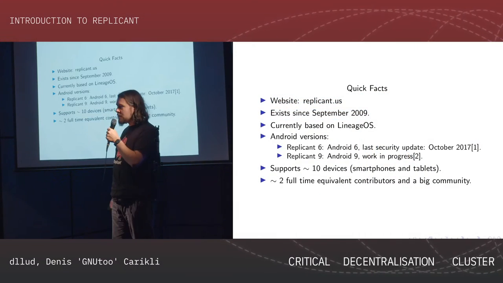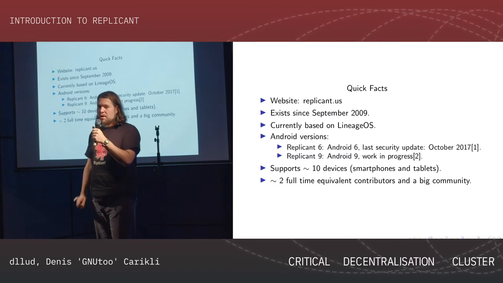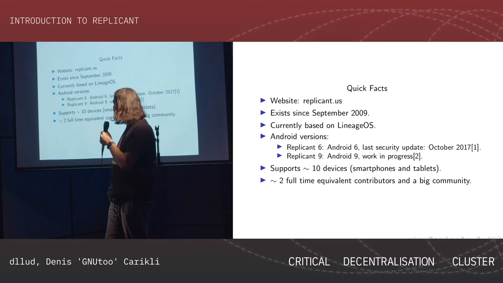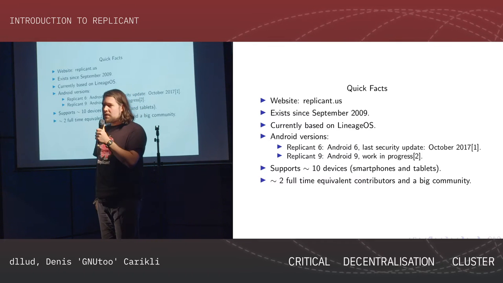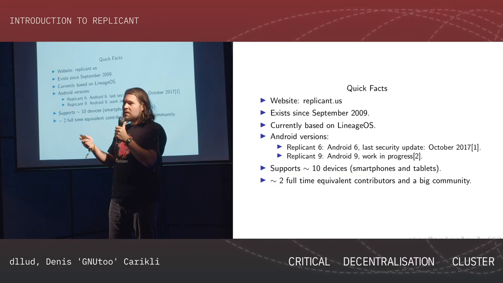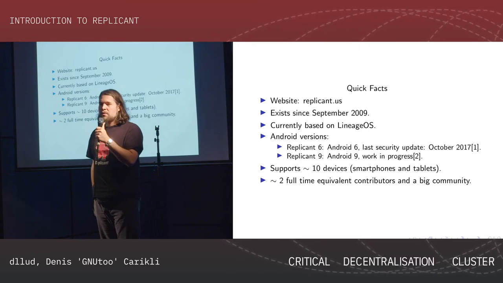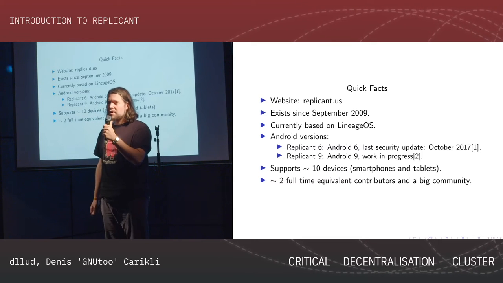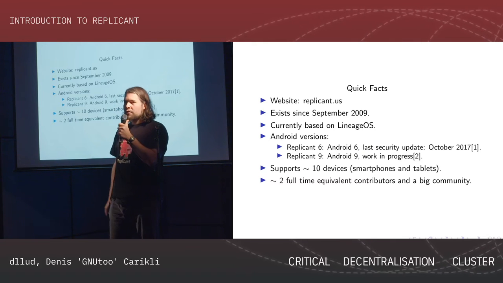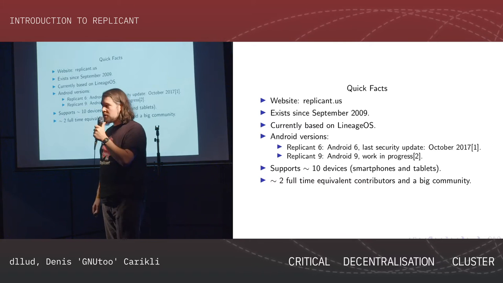Replicant is a fully free Android distribution. The website is replicant.us. We are on since 2009. We are currently based on LineageOS, and our current release is based on Android 6. Unfortunately, there are no more security updates for 2 years now. So we are working on porting it to Android 9, but the work is still in progress because there's a lot of change between the two versions.